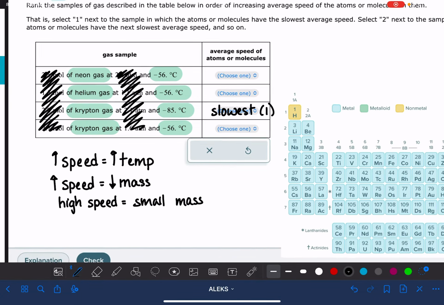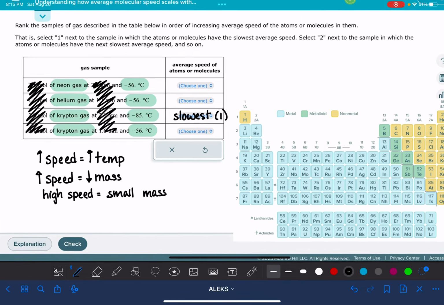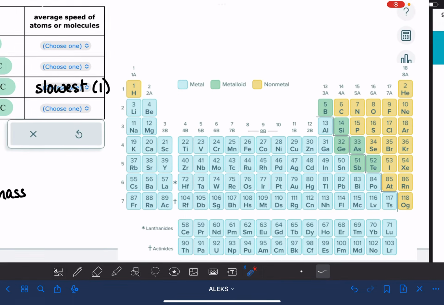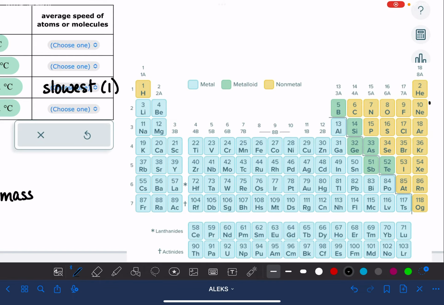And this is where the periodic table comes in handy. The gases that I'm trying to distinguish from each other are these 3. I have neon, helium, and krypton. And on the periodic table, they are here: neon, helium, and krypton. And again, all 3 of these gases are at the same temperature. So to distinguish or to rank their speeds, we're going to be using their masses.